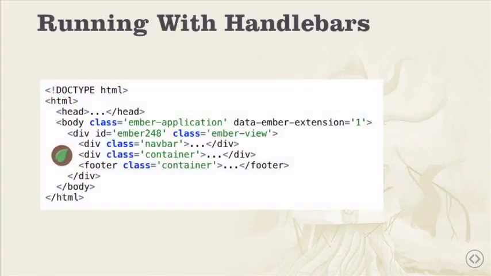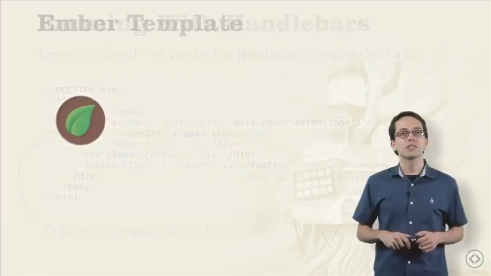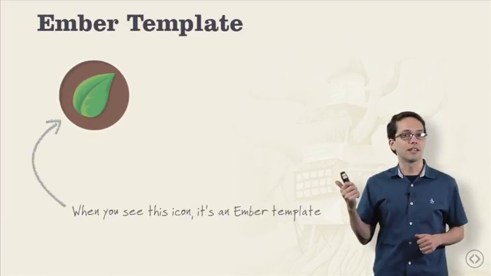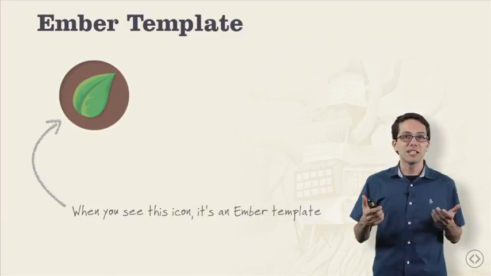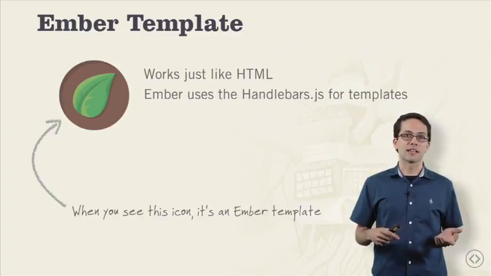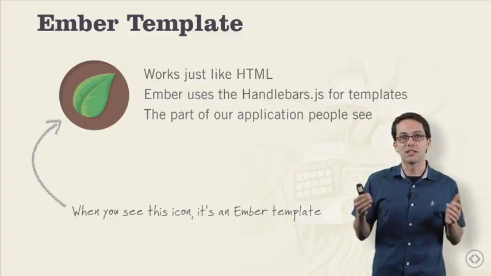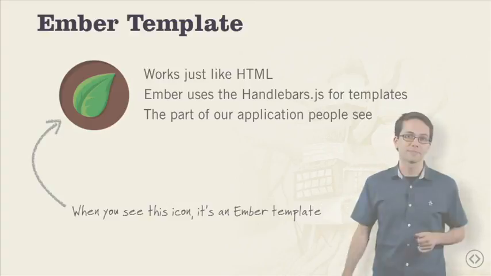So now if we open up our index.html in our browser and inspect the page, we'll notice that a new div has been added representing that handlebars template. And it even generated a unique ID for that div. Whenever we're talking about Ember templates, you're going to see this leaf icon. Templates, well, contain plain old HTML, and of course Ember uses handlebars.js, as I mentioned, for templates, and really it represents the part of the application that people see. That's why it's a leaf.